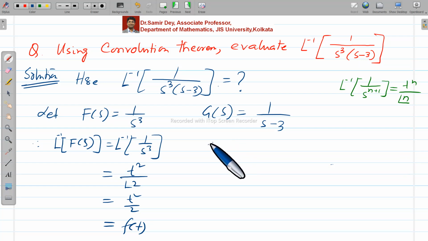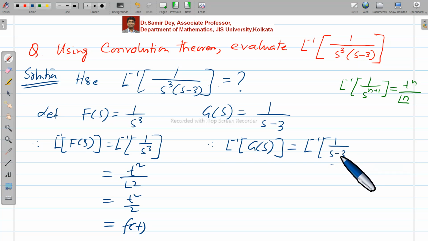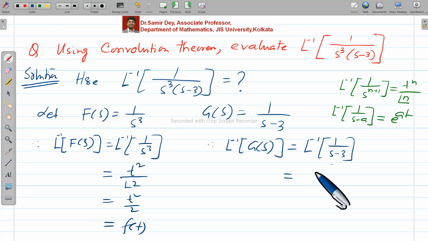And therefore L inverse of G(s) is equal to L inverse of 1 by s minus 3. Now what will be the formula? Anyone? Already you know L inverse of 1 by s minus a is equal to e to the power at. Correct? So from this formula you may write e to the power 3t, which is your g(t). Is it clear to everyone?